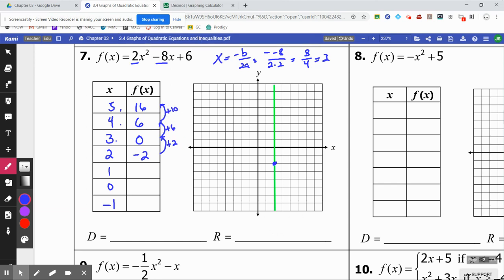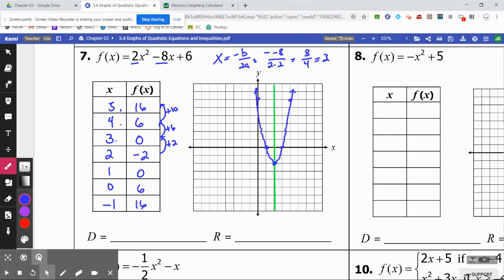From 2 to 6, that's up 4. From 6 to 10, that's up 4. And you should see that exact same pattern down here, and you'll have 0, 6, and 16 down here as well. Let's plot those points. And there's a picture of your parabola.